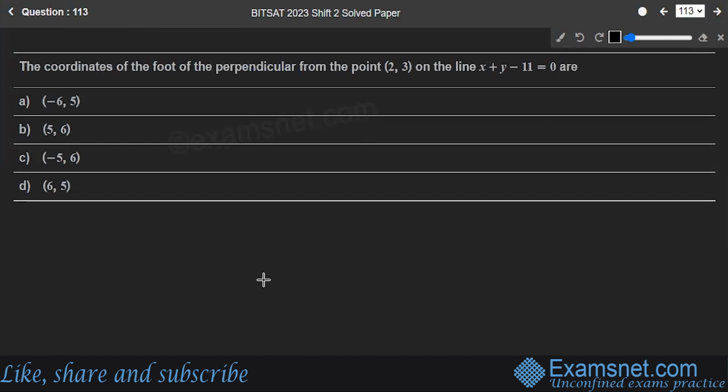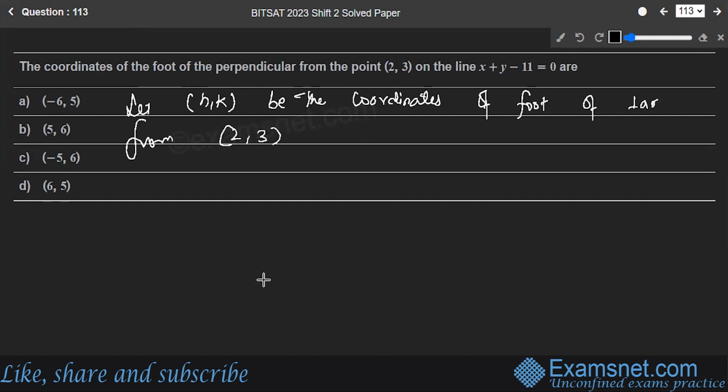The coordinates of the foot of the perpendicular from this point to this line are. Okay. Let's say h, k be the coordinates of the foot of perpendicular from the point 2, 3 to the line x plus y minus 11 is equal to 0. Then the slope of the perpendicular, see what is the slope of this line? This is y equal to minus x plus 11. So the slope for this line is equal to minus 1.